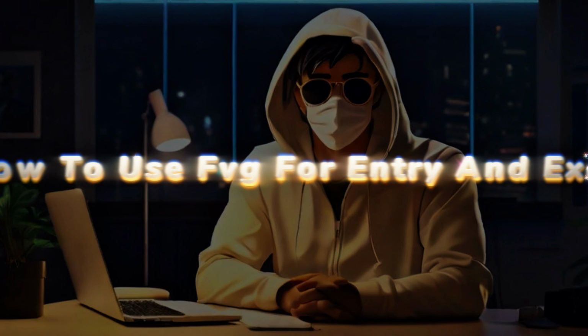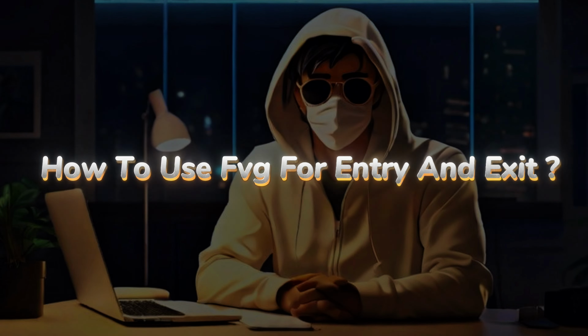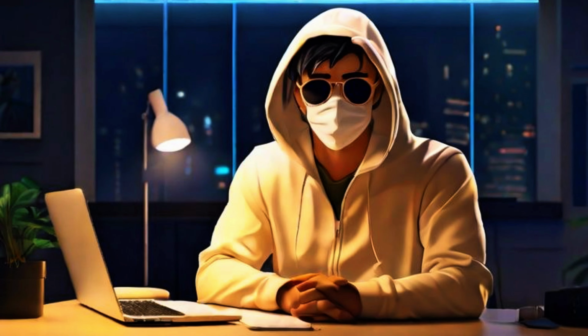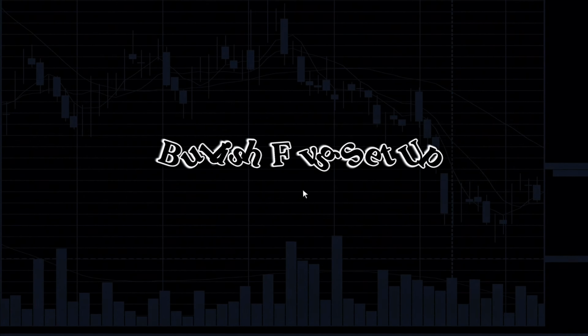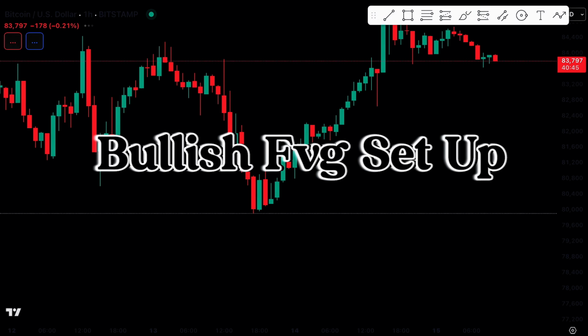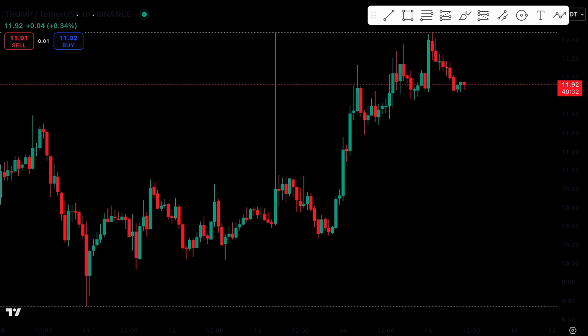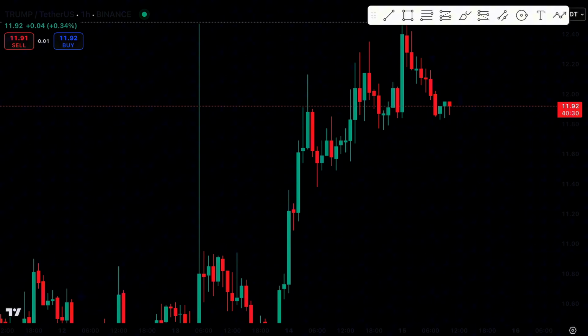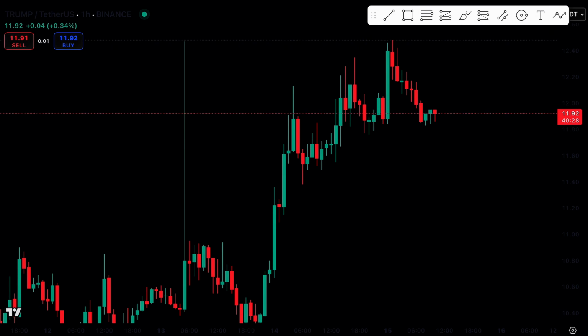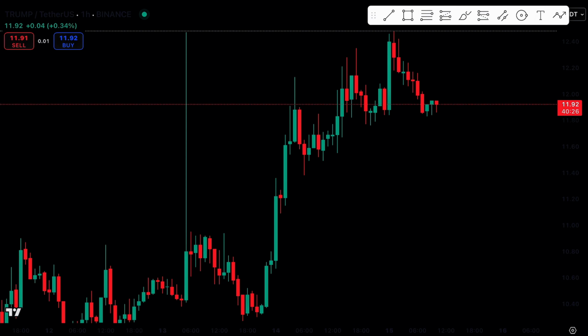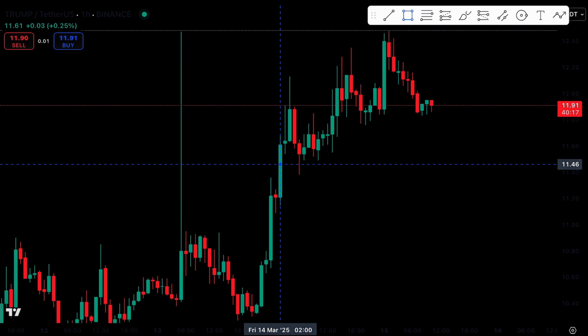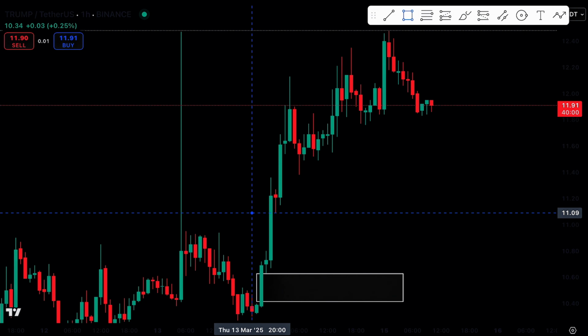How to use FVG for entry and exit. Step-by-step entry strategy with real examples. Bullish FVG setup. Identify a bullish FVG in an uptrend. First, we have to look for an uptrend in the market. Let's search for it. Okay, here we can see it. This is an uptrend. Now we have to look for big candles and find imbalance between them. Now here it is. Look, we have multiple FVGs here.